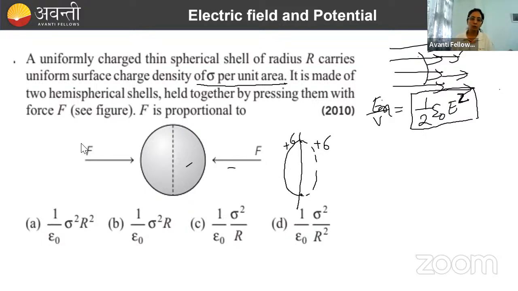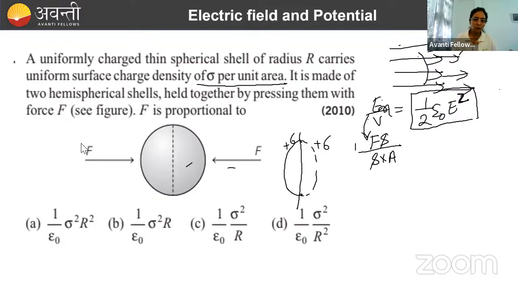If you want to see how these are equal dimensionally, I can show you. Energy is force into displacement, and this is volume, so this can be written as displacement into area. The displacement will get cancelled, and we get force per unit area, that is pressure. So what I want to tell you is that if any charged particle is kept in an electric field, it will experience an electrostatic pressure, and that pressure value is equal to half epsilon naught E square.